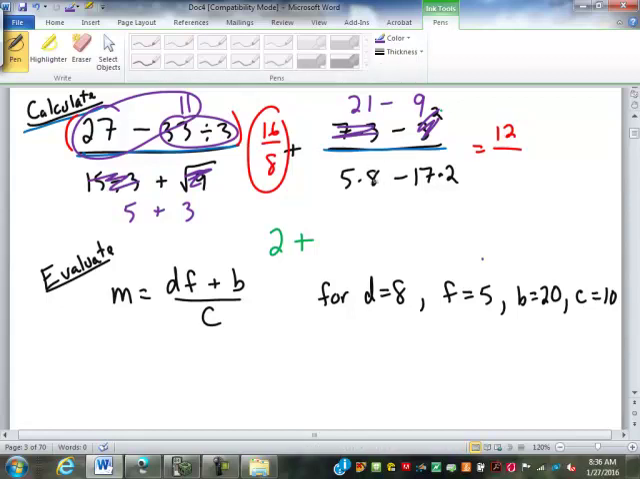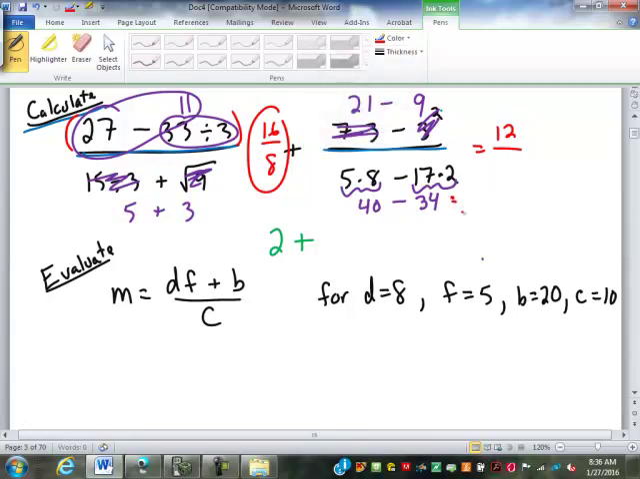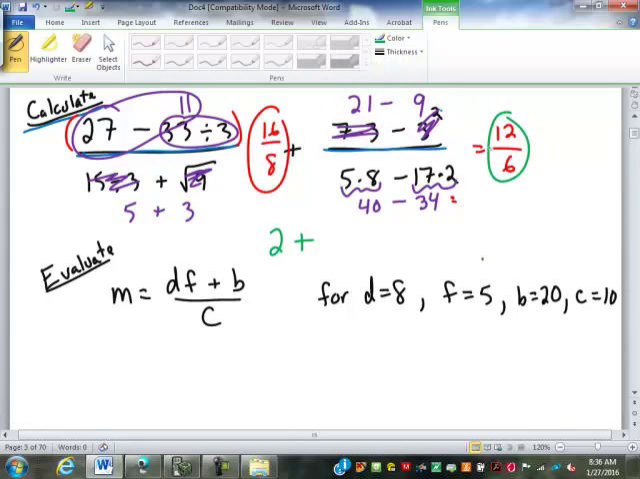On bottom, what do we have to do first? Multiply. Good. No enclosing symbols, no exponents, so we're going to multiply. 5 times 8? 40. Going left to right, 17 times 2? 34. And now all that's left is to subtract. 40 minus 34 is 6. Now we have a single number on top, single number on bottom, so we can divide. 12 divided by 6 is 2.